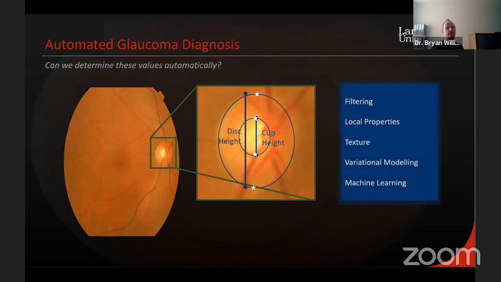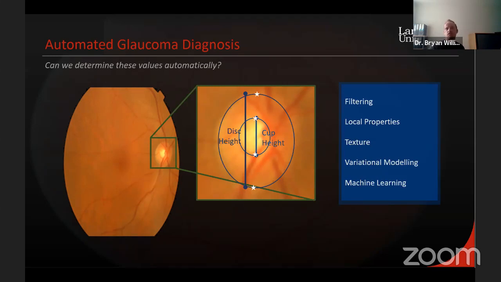So how might we try to do that? Well, there's a couple of approaches that we can consider. There's lots of imaging approaches that we can consider, in fact, to try to localize these points. So there's the concepts of filtering and looking at texture and local properties. This means we're looking at the overall image, and we're trying to identify in the minutiae of the image exactly what this region looks like compared to the rest of the image. And if we can narrow this down to a specific patterning or a specific type of pattern, then maybe we can locate this region robustly and automatically.